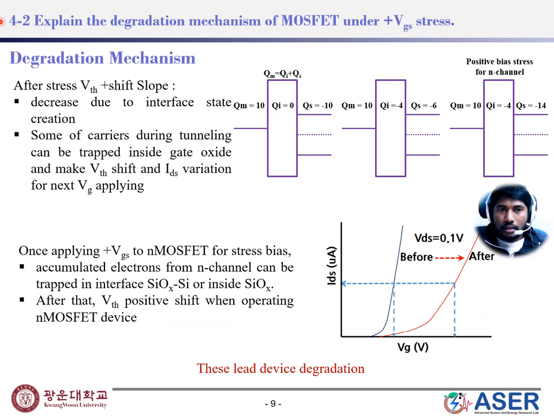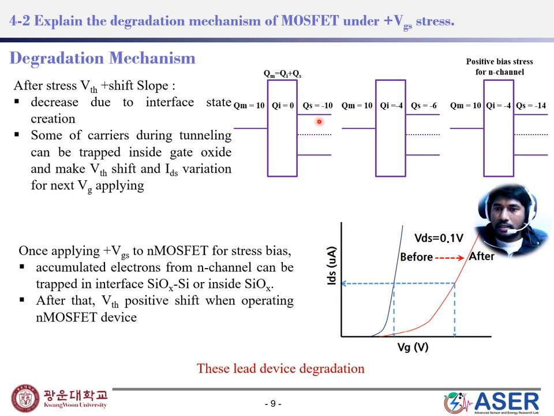Explain the degradation mechanism of a MOSFET under positive VGS stress. Here we can see the equation QM = QI + QS, where QM is the metal charge, QI the insulator charge, and QS the semiconductor charge. If we apply 10 carriers in the metal, then minus 10 is induced on the semiconductor side.